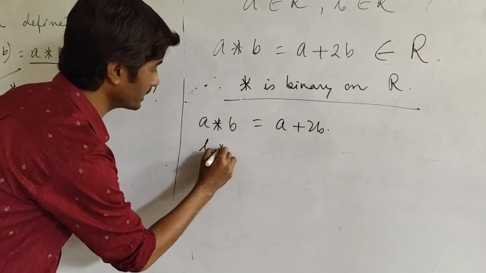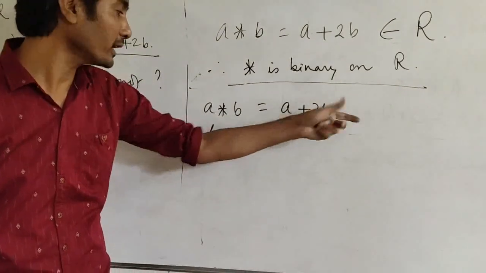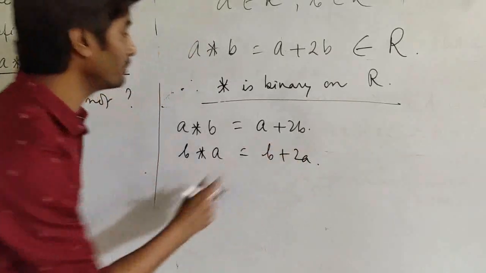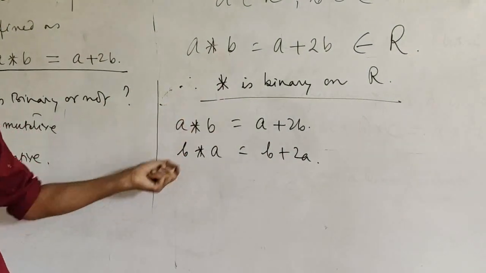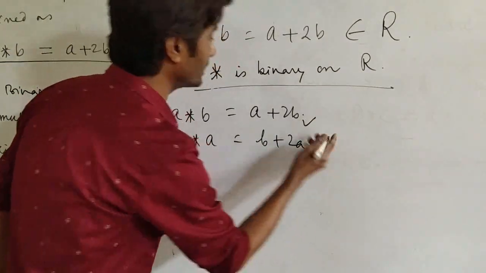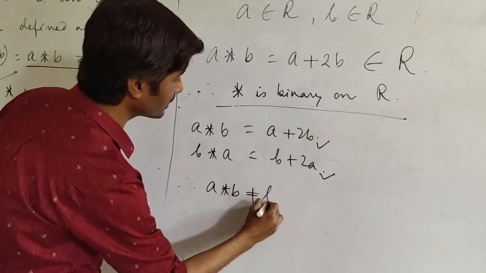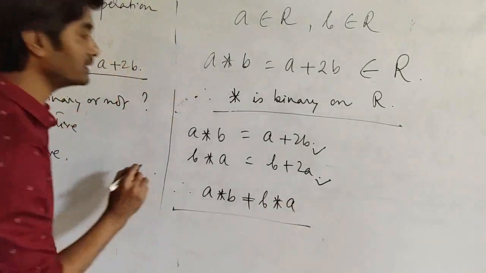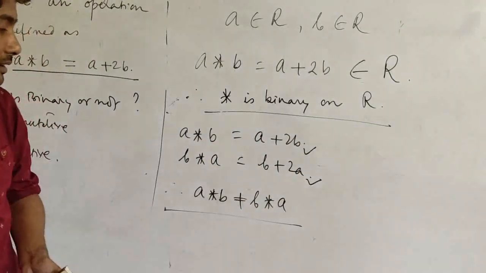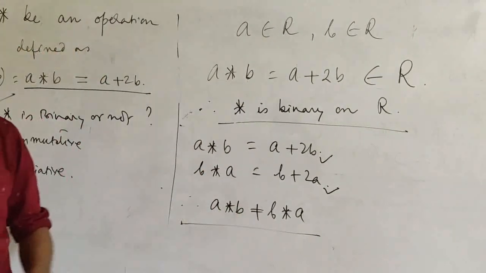Then what should be B star A? Following this definition, of course that should be B plus 2A. In place of A, you put B, and in place of B, you put A in the definition. And from these 2 values, it is clear that A star B is not equal to B star A. A plus 2B cannot be equal to B plus 2A. Thus, the condition for commutative property is not satisfied, and so it is not commutative.